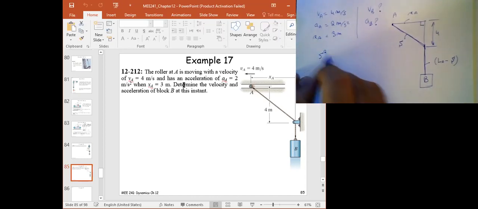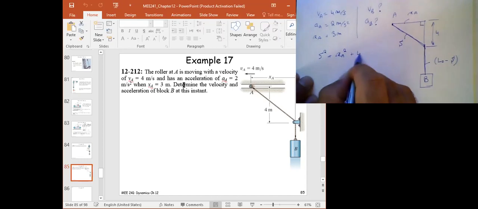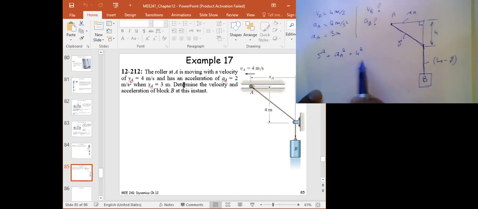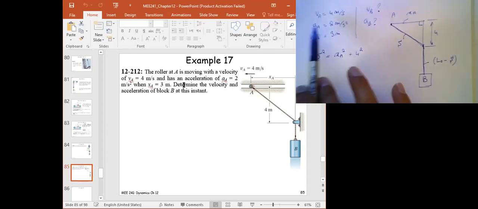So I can say that S squared is equal to XA squared plus 4 squared. You guys agree? Yes, doctor. This is always valid, right? So S squared is equal to 4 squared plus XA squared. We have XA, XA prime, and XA double dot. Okay, so now what?